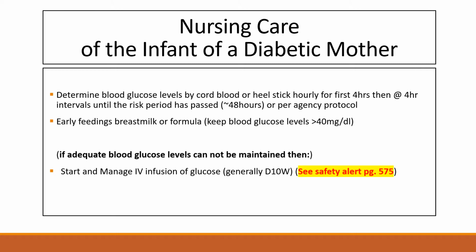It is also a best practice to start an IV glucose infusion at 4 to 6 milligrams per kilogram per minute. That means you multiply the baby's weight in kilograms by 4 to 6 milligrams, and do that per minute to avoid that rebound hypoglycemia. And this is for those babies that have a very, very narrow threshold for maintaining their glucose levels.